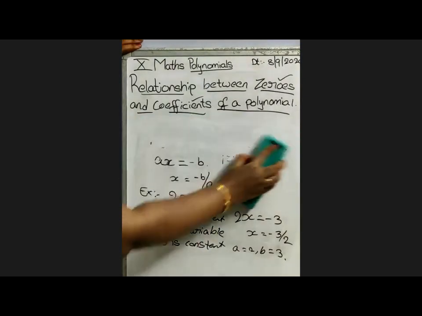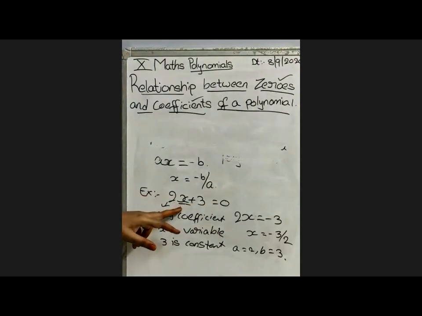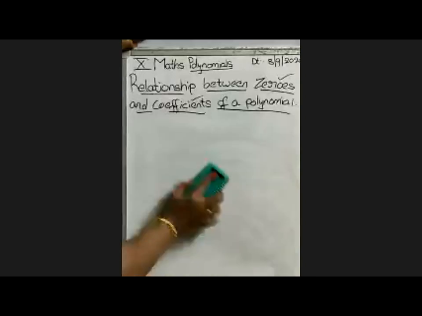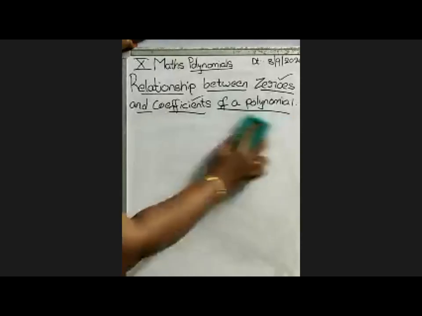Ma'am, this is only a linear polynomial, yes or no? Linear means degree 1. So degree 1 is this, which is called the linear polynomial. Now you see about the quadratic, which means degree 2. See, in previous classes also we discussed only the degrees. So in this chapter mainly the degrees will come.